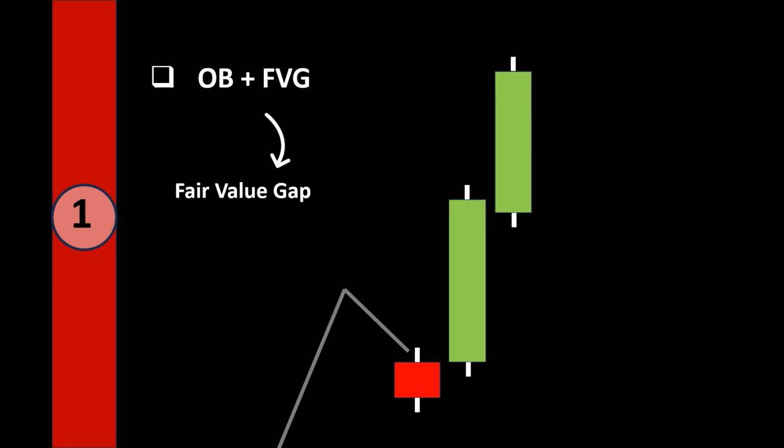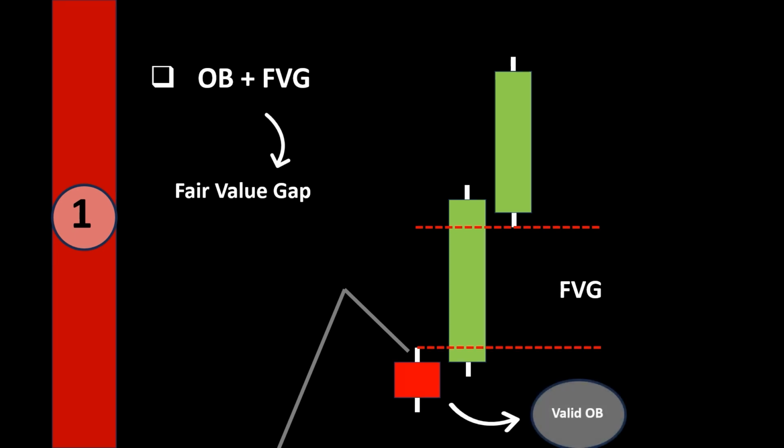What does this mean? Essentially, it suggests that the price possesses enough strength during its departure from the order block such that there is no overlap between the shadows of the order block's candle and the shadows of the current candle. In this condition, we say that the price has created an FVG. Therefore, this order block is a powerful order block for us.